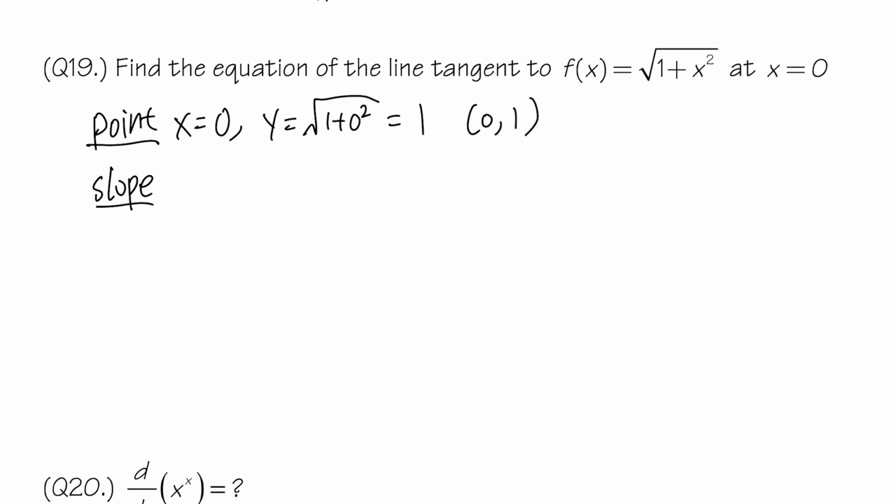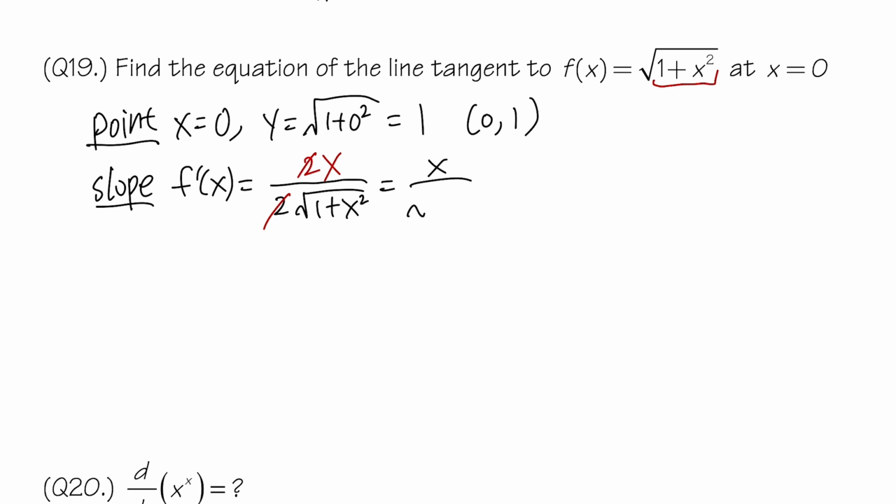Next, we need the slope. The slope is the derivative. So we need f prime of x. Take the derivative of the square root. We get 1 over 2 times the square root of 1 plus x squared. Then use the chain rule. The derivative of x squared is 2x. This and that cancel. So we are just going to get this as x over square root of 1 plus x squared. We want the slope when x is 0, so it's f prime of 0. And that's actually just 0 over square root of 1 plus 0 squared, which is really just 0.